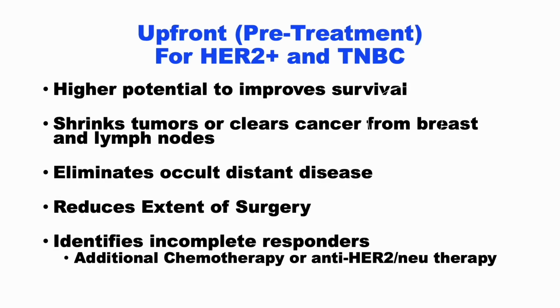As I mentioned, upfront anti-HER2 therapy and/or chemotherapy for patients with HER2 positive and triple negative breast cancer has several important advantages compared to post-cryoablation or post-surgery treatment. Most importantly, upfront treatment with these medications has a higher potential to improve patient survival. Upfront treatment also has potential to shrink the tumor or clear cancer from lymph nodes, which can potentially make subsequent surgery less burdensome. But more importantly, significant shrinkage or clearance of cancer in the breast or lymph nodes is a strong indication of a similarly good response in distant organs where microscopic tumor cells might be present, such as in the liver or lung.